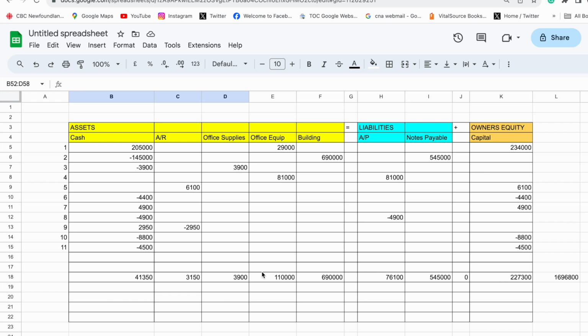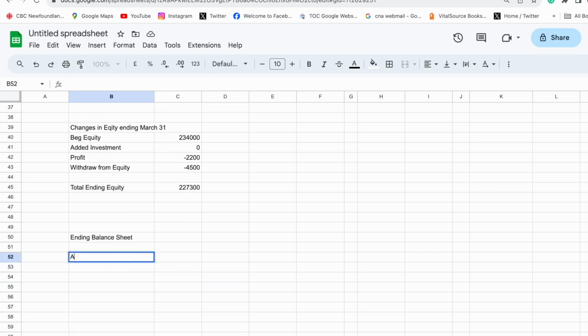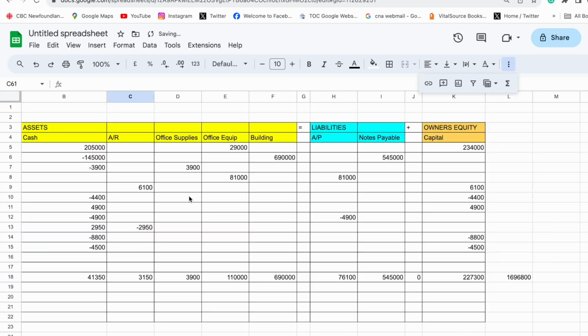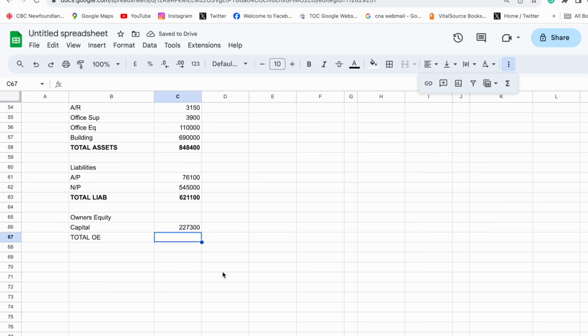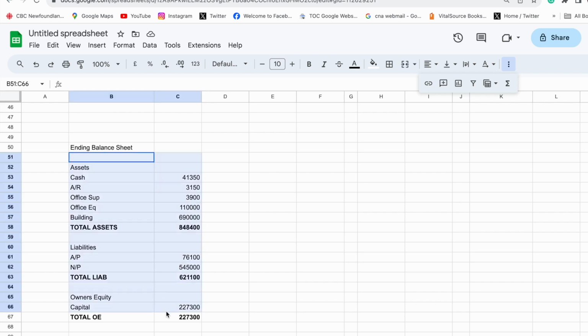Here it is right here. We'll pull out the various items. So let's start with cash. Okay, cash. And the cash was $41,350. Now, keep in mind, assets has to equal liabilities plus owner's equity. If we take these two numbers here, we add them up, $848,400. Does it balance? Yes. This then is the ending balance sheet.